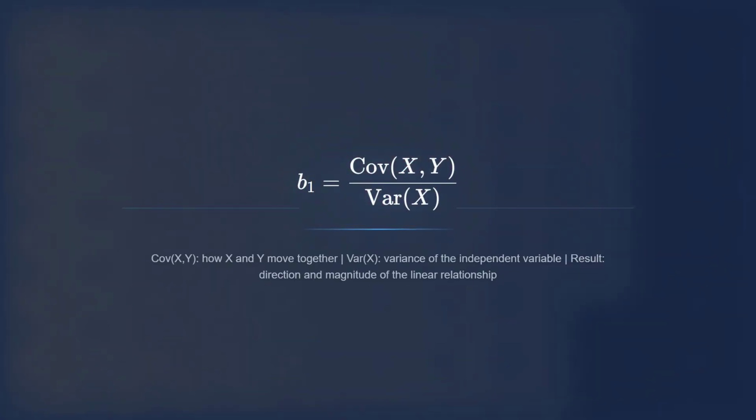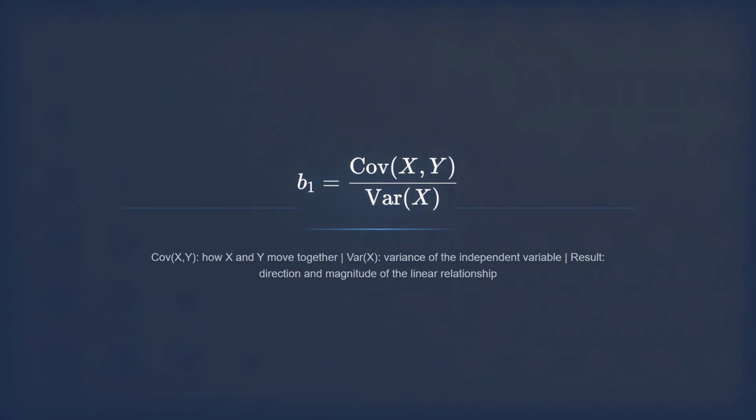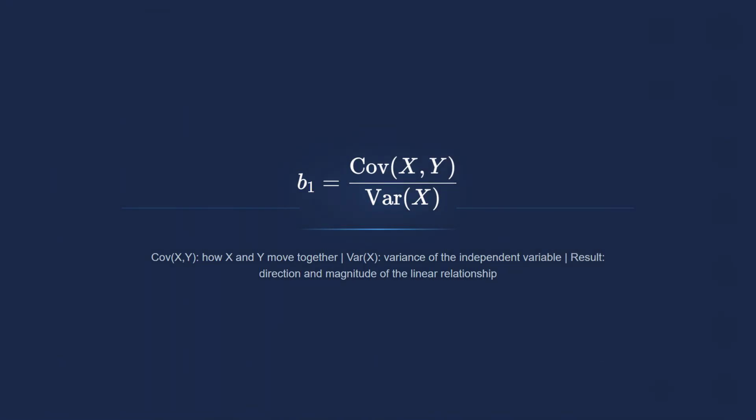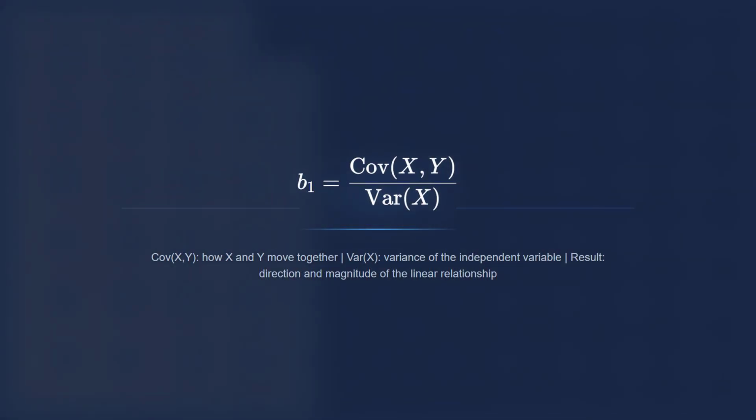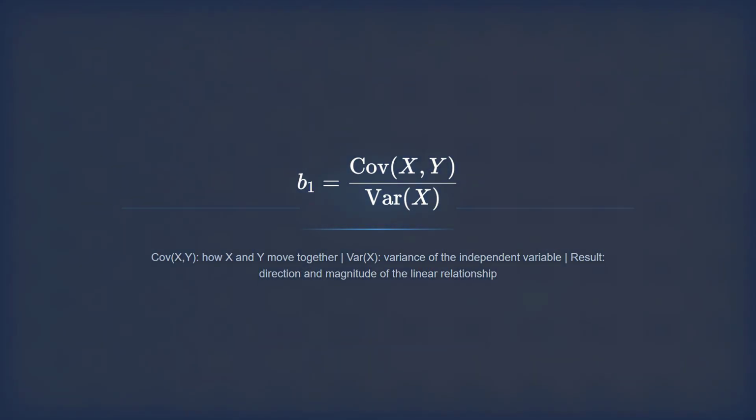How does OLS calculate the slope? b1 equals the covariance of x and y, divided by the variance of x. Know this formula, not the derivation, just the ratio. Covariance over variance. If covariance is positive, the slope is positive, they move together. If covariance is negative, the slope is negative, they move in opposite directions.